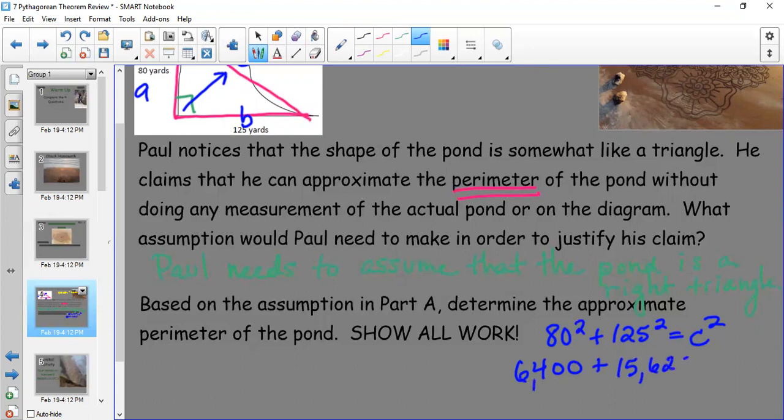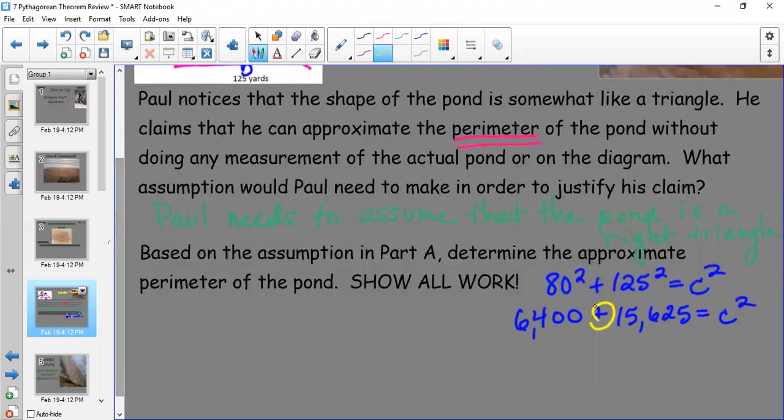15,625. Now since there is a giant plus in between, let's add those together. Again, I'm going to utilize my calculator to go a little bit faster here. That is 22,025. And don't forget, our last step is always to square root to get rid of squaring.